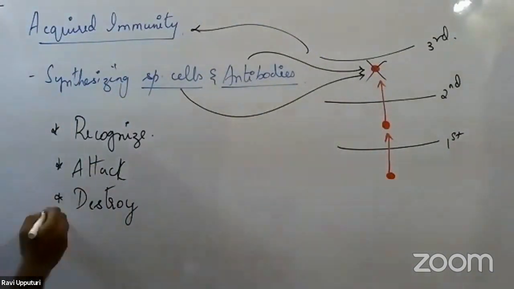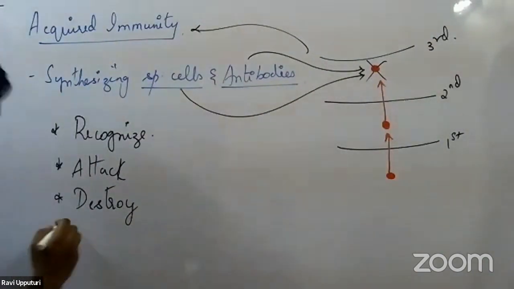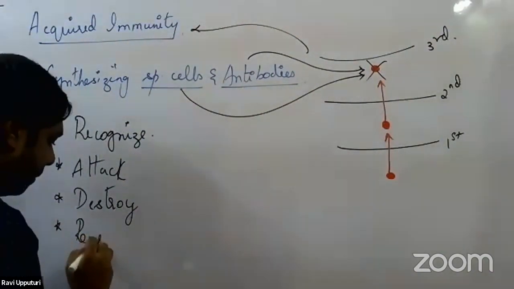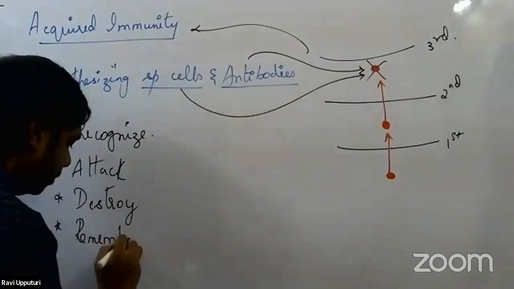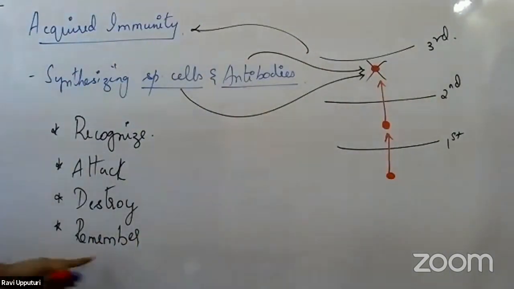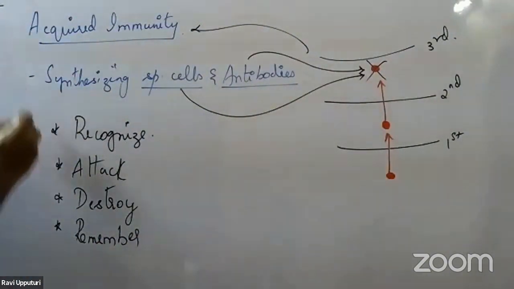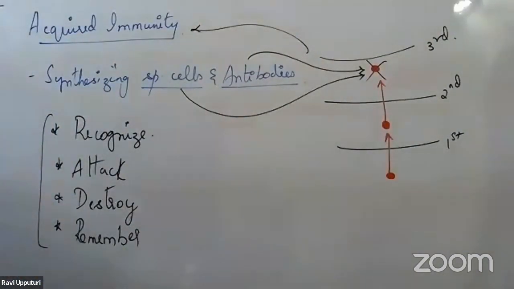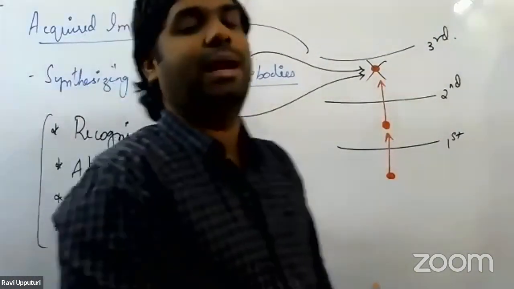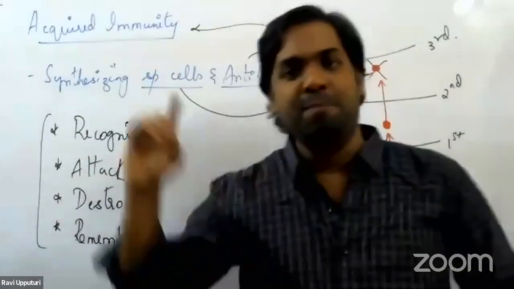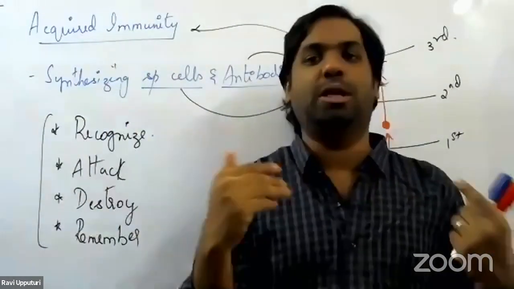Once they destroy the pathogen, their work is not over yet. They remember the pathogen. So these are the 4 specific ways through which the cells as well as the antibodies of the acquired immune system usually act.